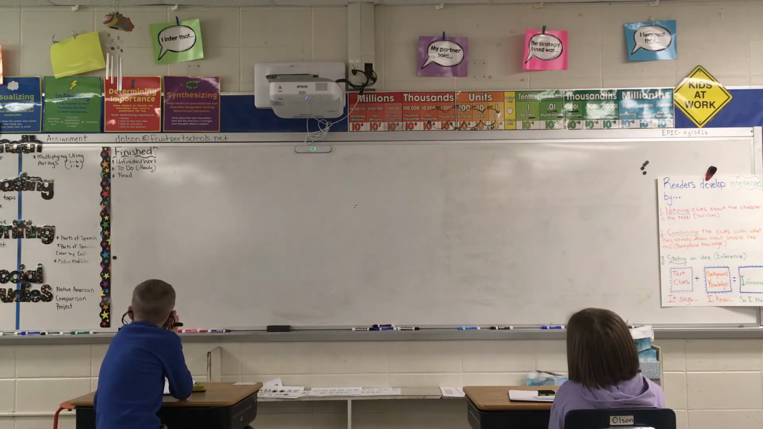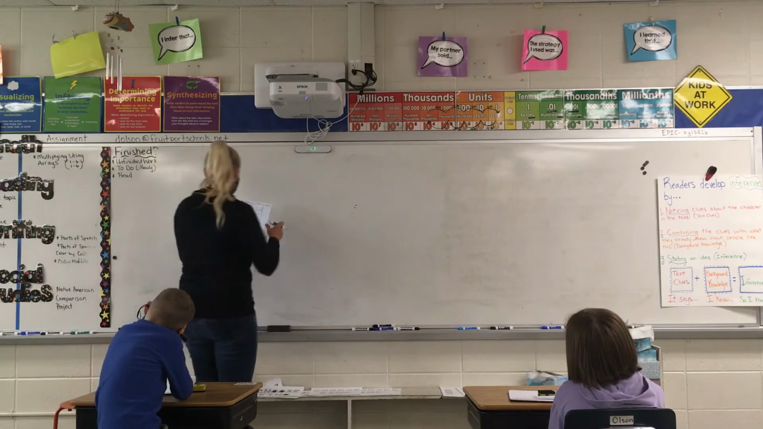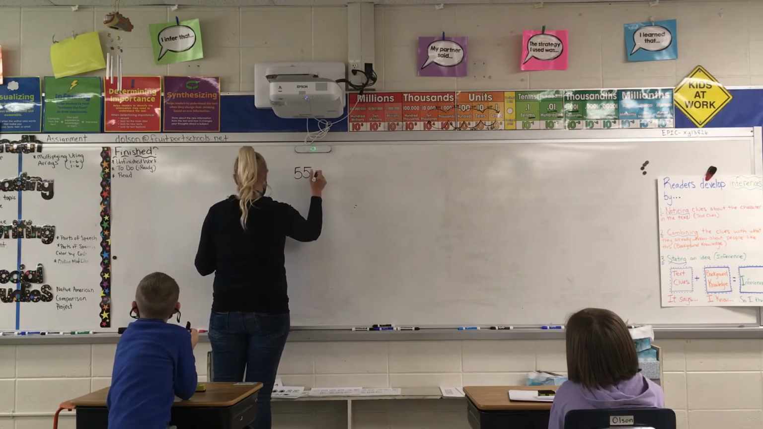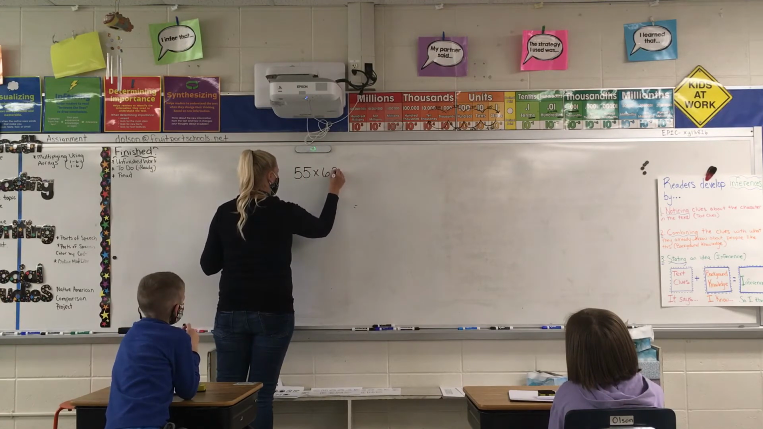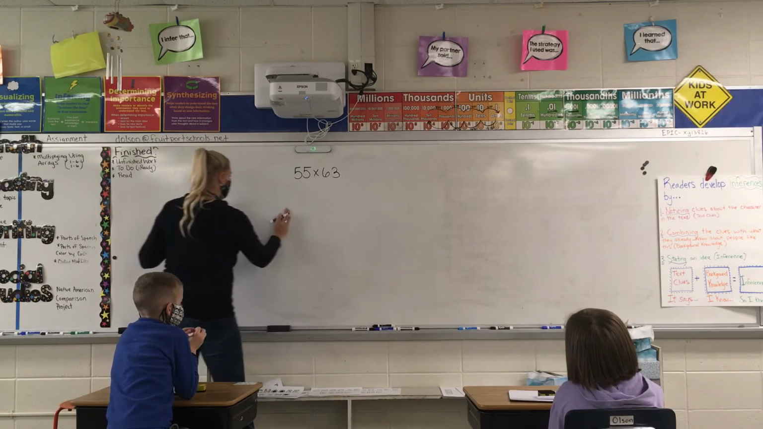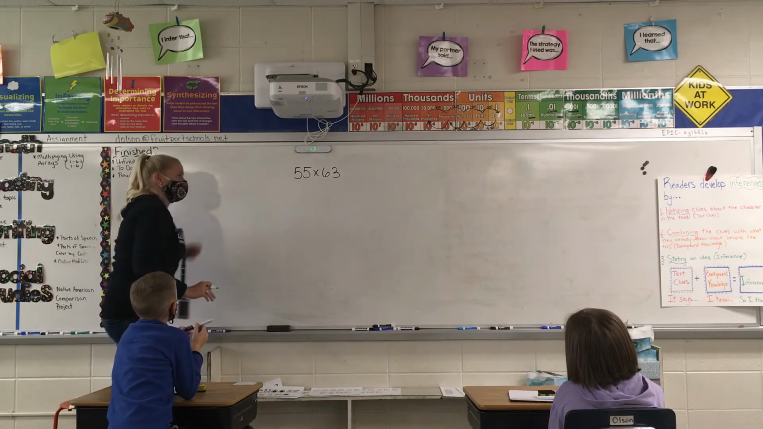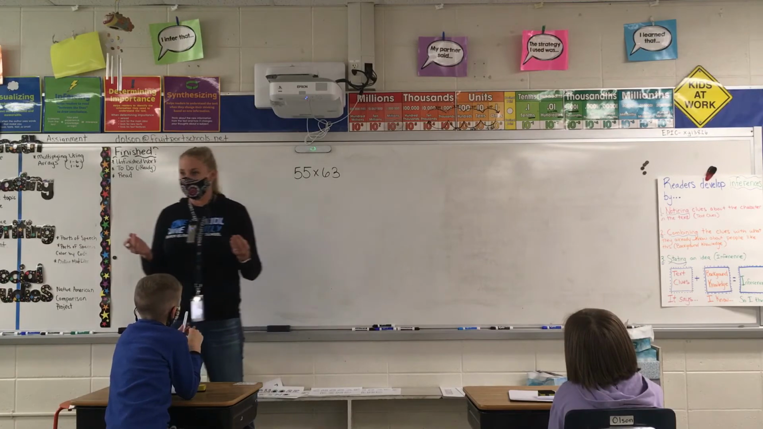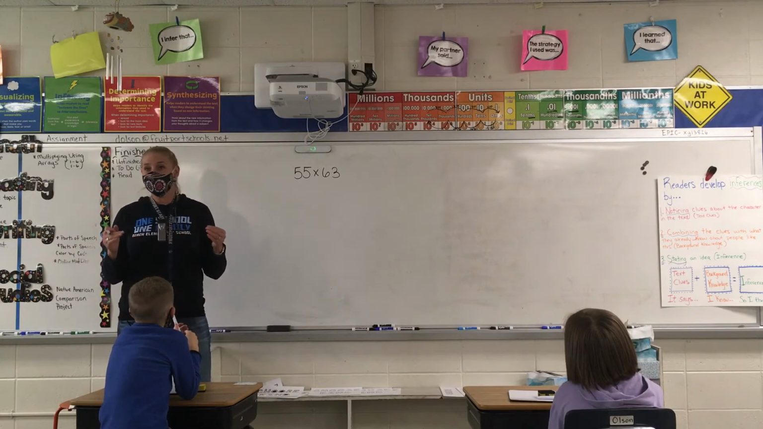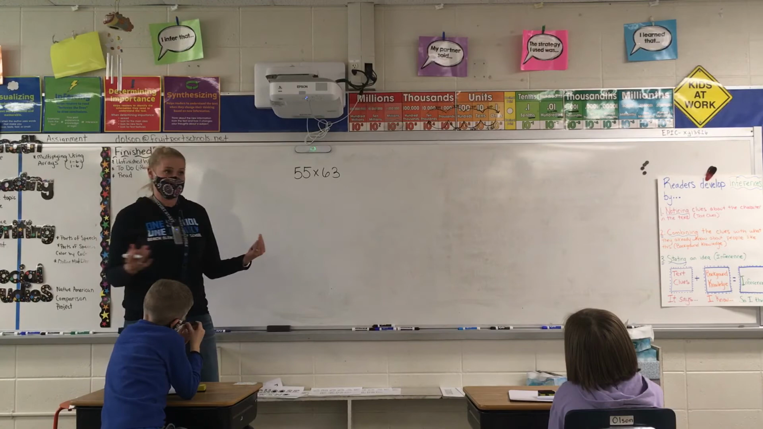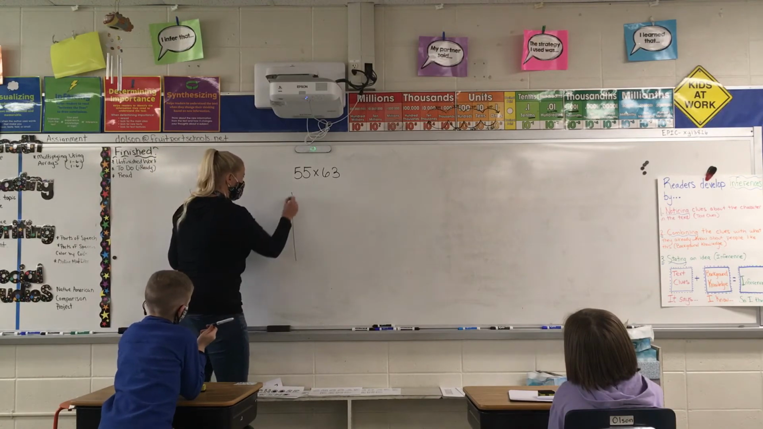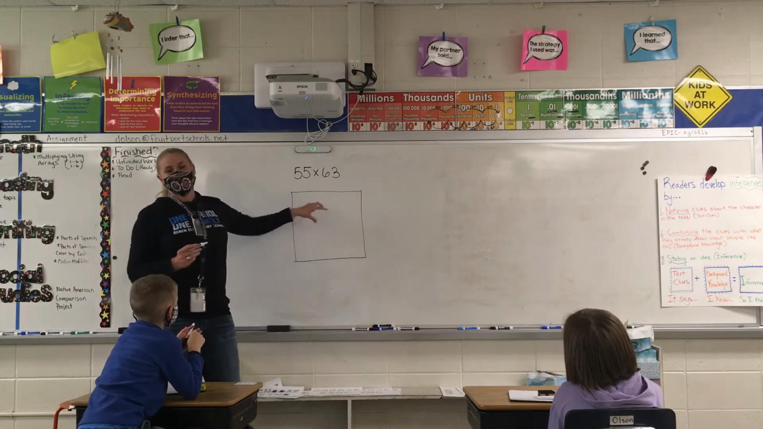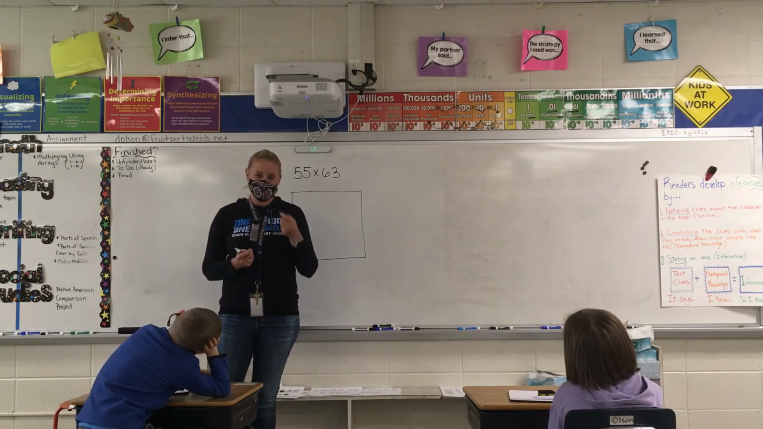Okay, so let's see, we're going to do 55 times 63. So if this were my problem, and I had to do this problem right here, this is how I would set up an area model. Basically, an area model is, in essence, a box, just like you saw. In the last box, you saw one big spot. They give you that big spot for the tens place, okay?